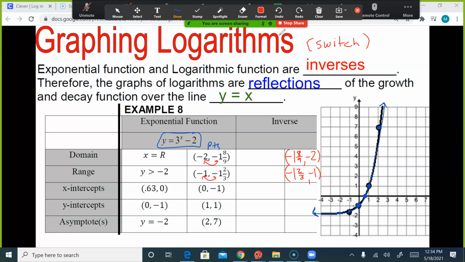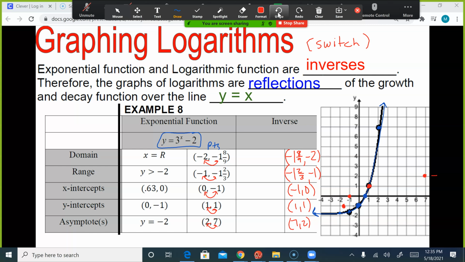So -1 and 2/3, just a little further out, and -1 about right here, actually a little bit more than halfway. So somewhere right here. (0, -1) switches to (-1, 0). So (-1, 0) is right here. (1, 1), when I switch (1, 1) around, that one's actually going to stay (1, 1). So (1, 1) stays here. And when I switch (2, 7) around, it switches to (7, 2). So (7, 2) is out here.